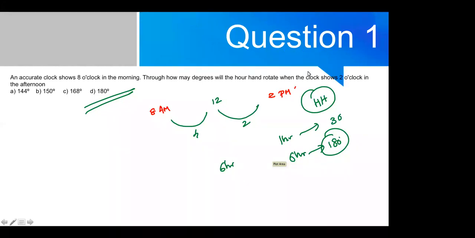Stop me if you have any doubt. Page number 170, Akash. 170.